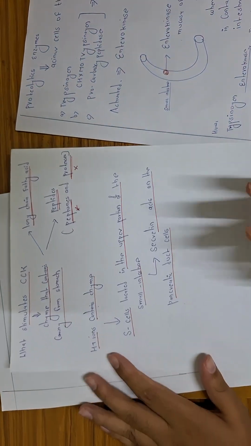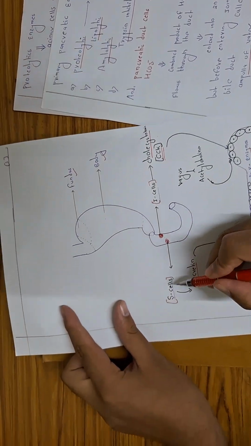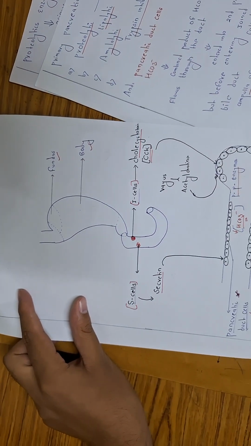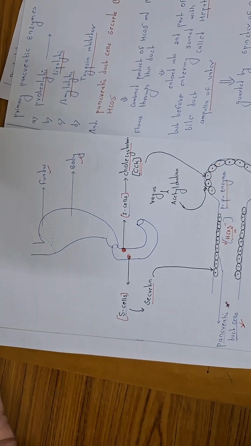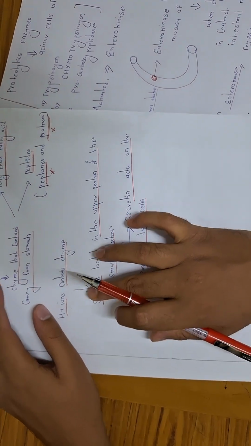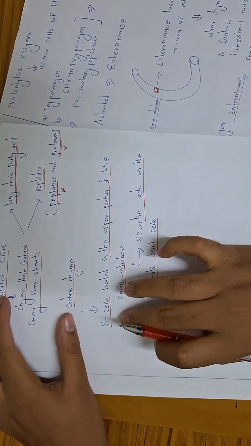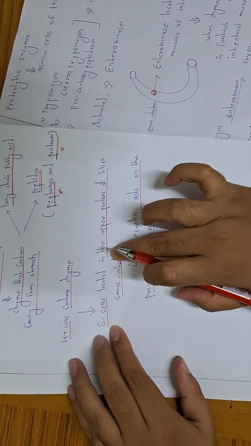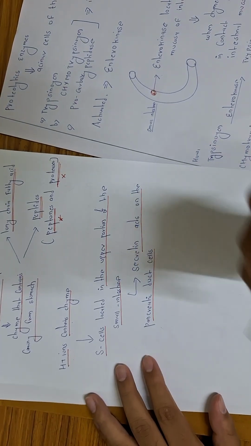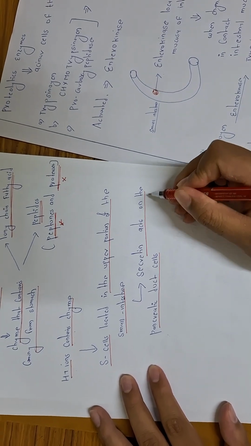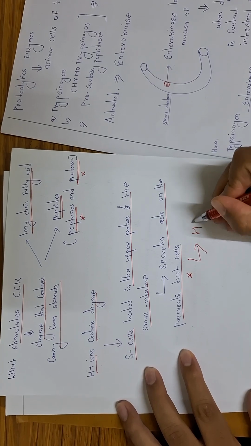In the same way, what factor stimulates the S cells? The chyme that contains acidic content, meaning H ions. In the figure, the same things are written. Chyme containing H ions stimulates the S cells located in the upper portion of the small intestine and they produce secretin, which acts on the pancreatic ductal cells, and these pancreatic ductal cells secrete bicarbonate.